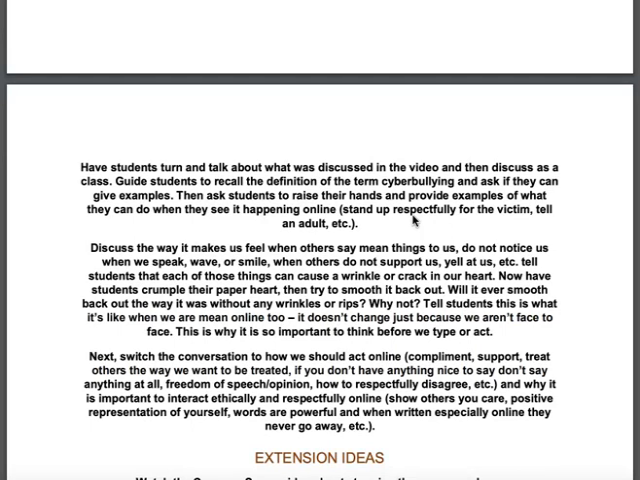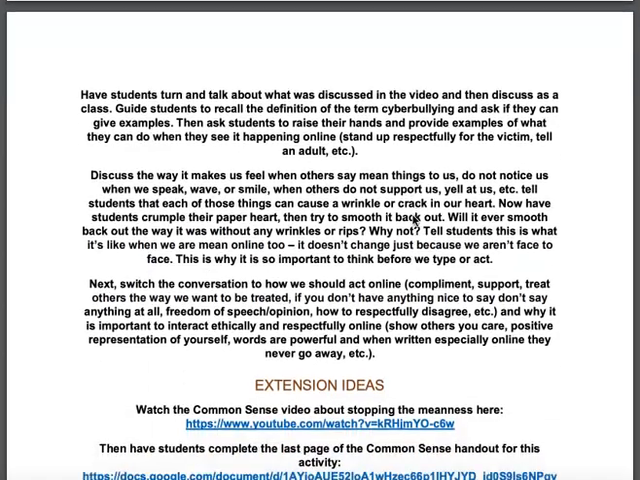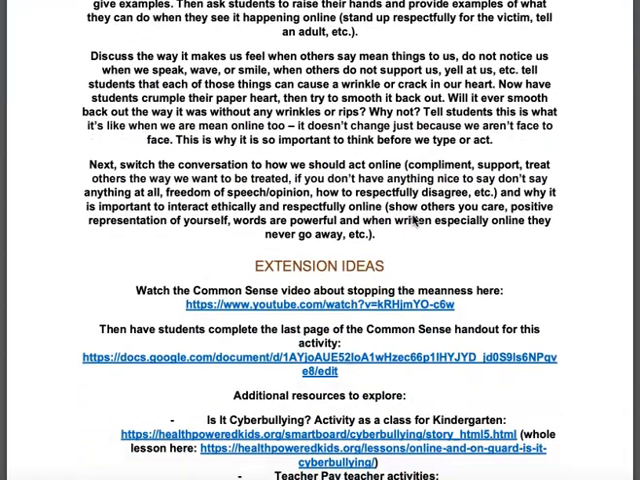I guided students to recall the definition of the term cyberbullying and ask if they could give examples. Then I asked students to raise their hands and provide examples of what they can do when they see that happening online. Can they stand up respectfully for the victim or tell an adult, and things like that. We also discussed how it makes us feel when others say mean things to us.